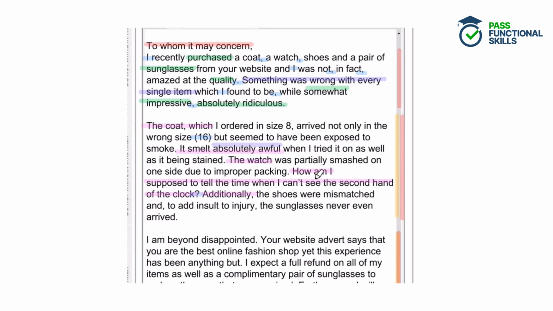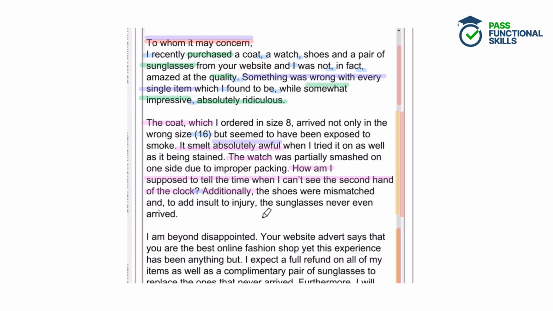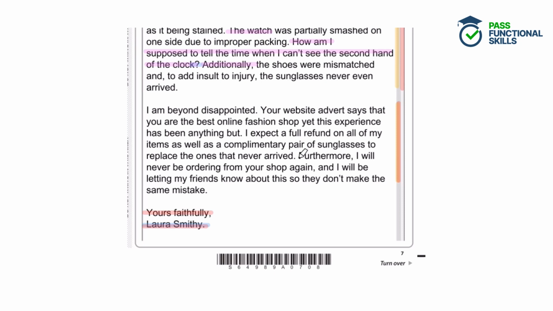We've also got relatively formal language. So because we're speaking to a professional organisation, we've got a formal address used at the top, to whom it may concern. And then throughout the answer, we've got quite formal language. So for example, we've got the use of furthermore here. You definitely wouldn't be using that kind of sophisticated language for family and friends.